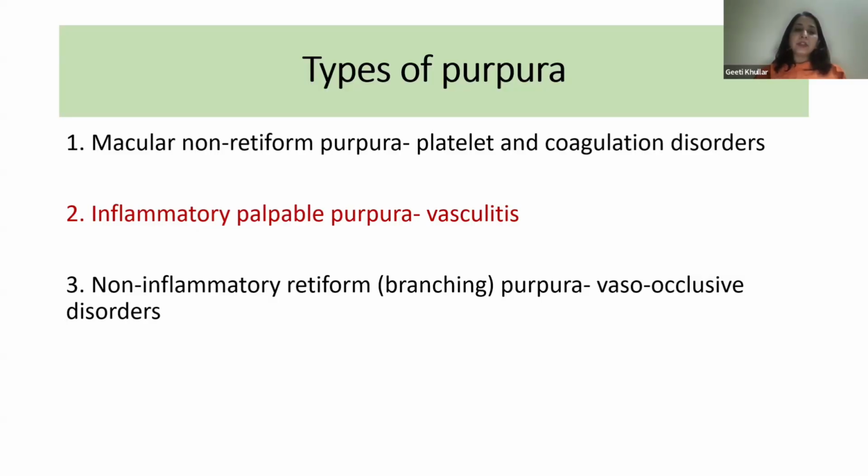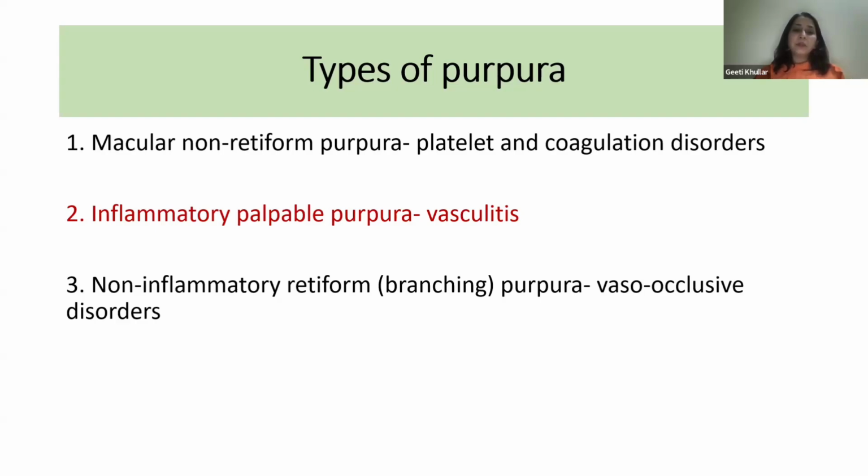Then we come across the inflammatory palpable purpura. Now, this is something which is the hallmark of cutaneous vasculitis. So there is inflammation, there is damage to the blood vessel, and that is basically causing a lesion which is raised. That is why it is called a palpable purpura and not macular or just a discoloration.